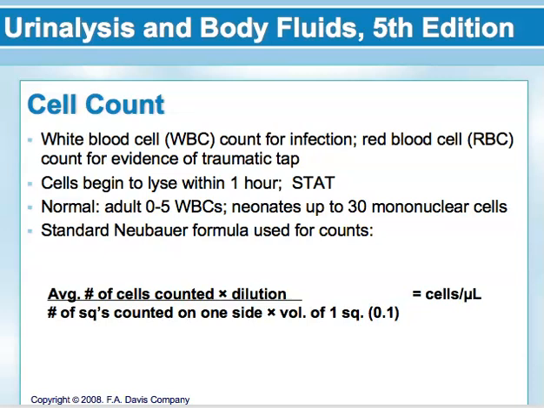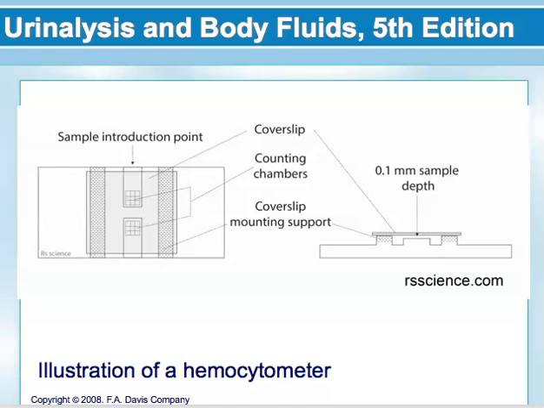A grossly bloody or cloudy specimen may require dilution. If that's the case, you can use saline. Okay, and the standard Neubauer formula for determining your cell count. So we've got the average number of cells. The chamber, the hemocytometer, has 2 different sides to it. Let me switch over to this slide real quick.